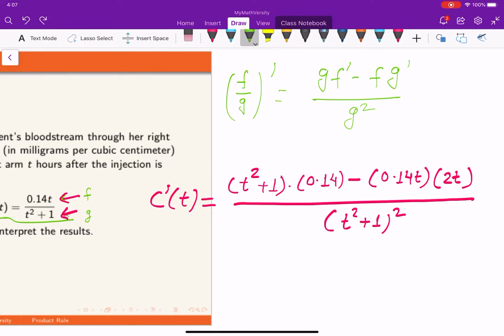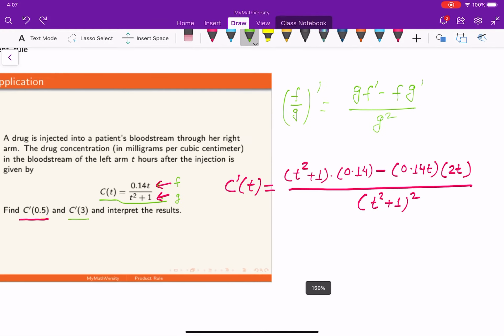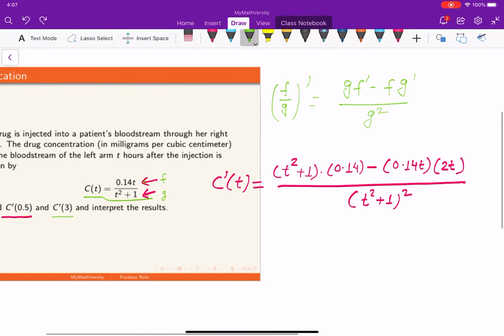So once you have the C prime of T, then finding the C prime of 0.5 is not a difficult job. Either you can first simplify the C prime of T and then evaluate at 0.5, or right over here you can also evaluate the C prime of 0.5. It depends on your choice, but at this moment I just want to simplify this further.